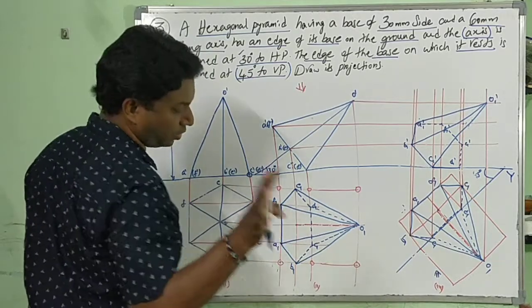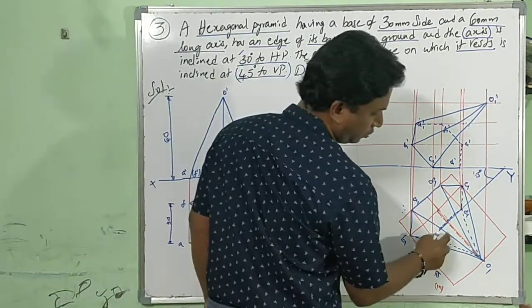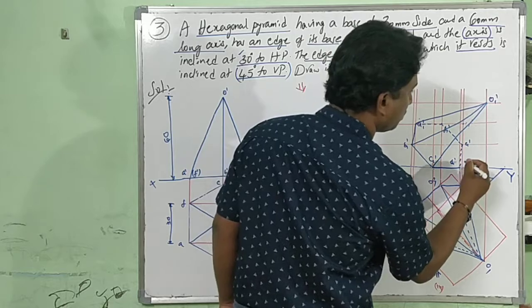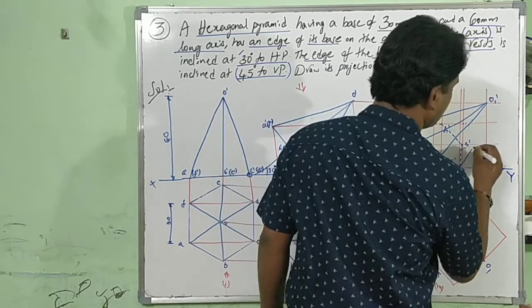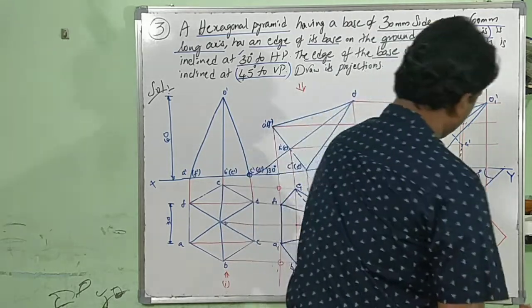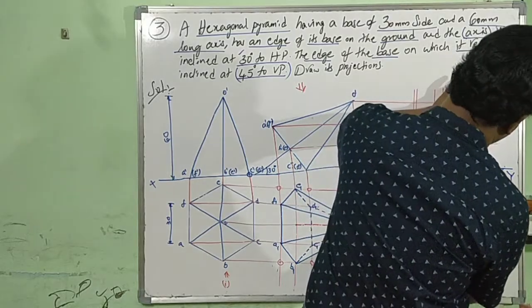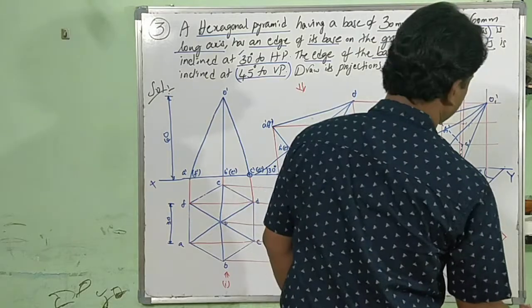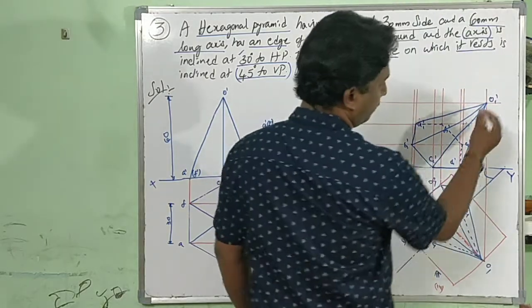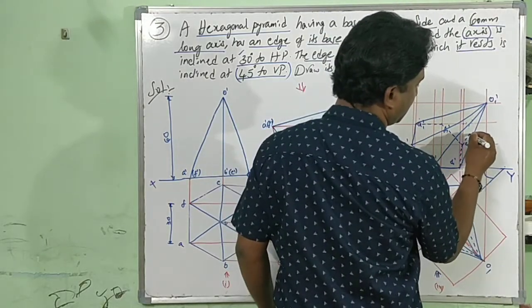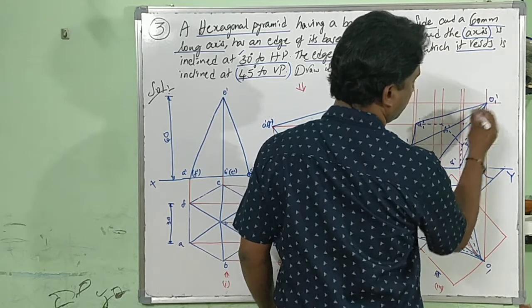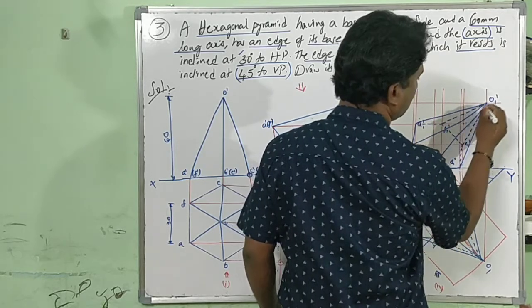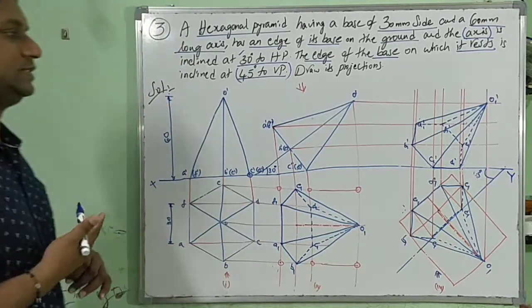1, 2, 3, 4. You have to take 4. Now from D1 dash also it will be thick. Remaining from O1 dash, E1 dash is hidden backside. Remaining 2, F1 dash. Simple.